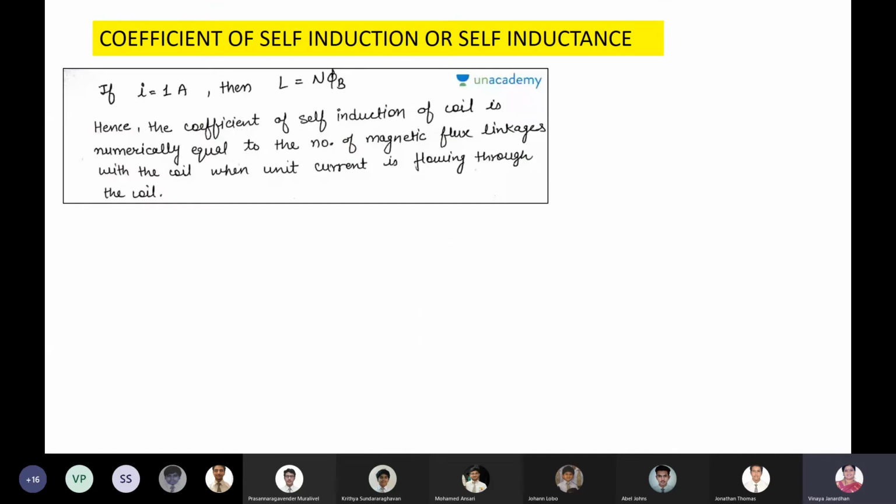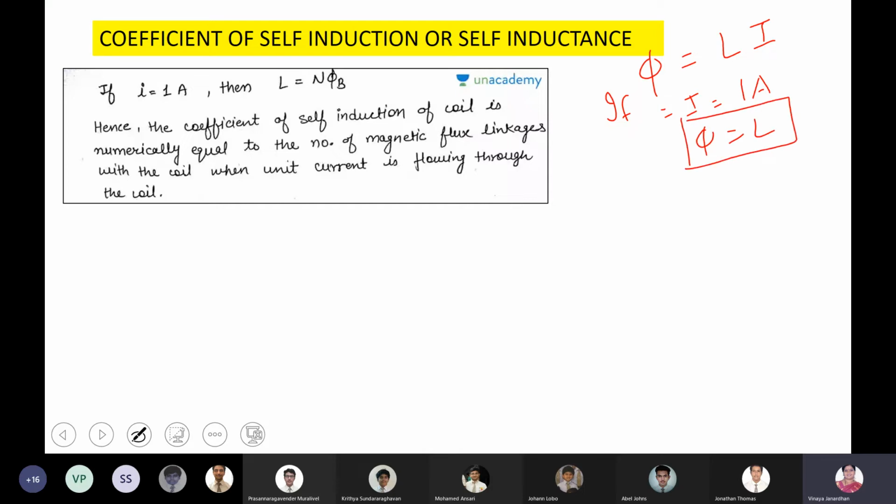And now we'll define the coefficient of self-induction, or self-inductance. Either you can define this as self-inductance or coefficient of self-induction. This is just a definition because there are certain definition-based questions. Look at this. Phi is equal to L into I. Now, if I is equal to 1 ampere, then phi becomes equal to L. So how will I define L?